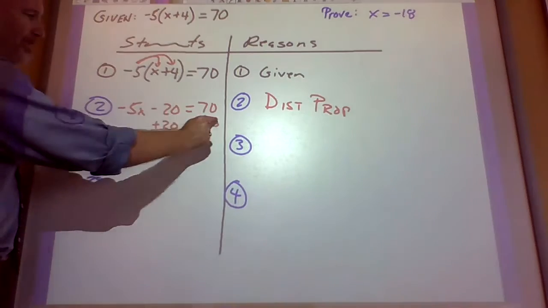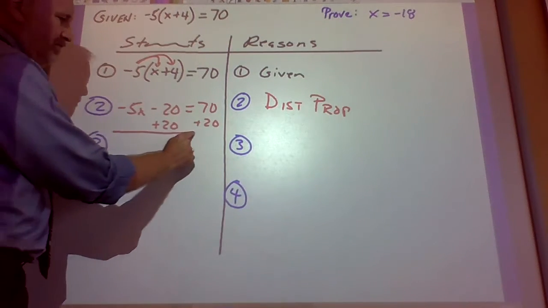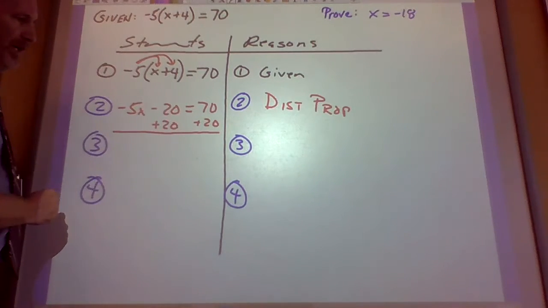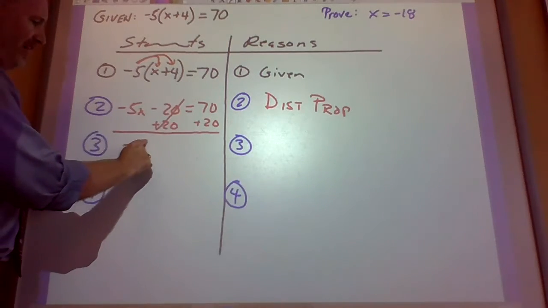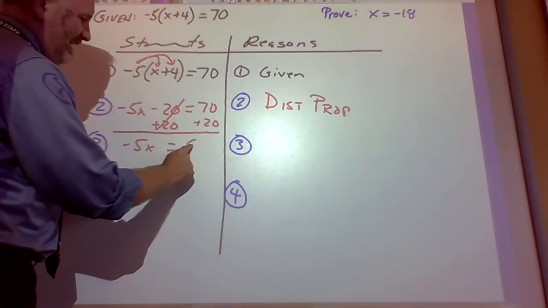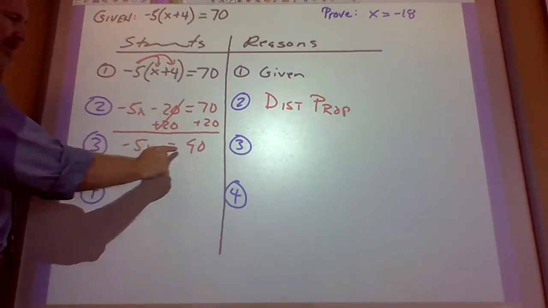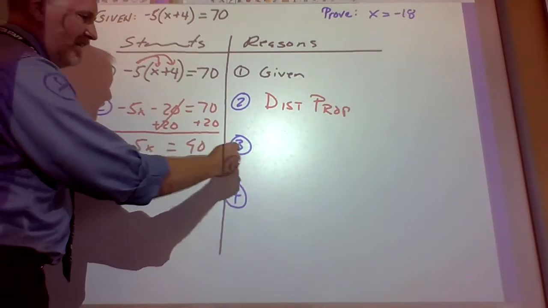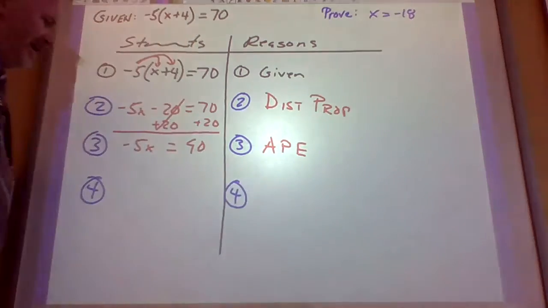Now this is scrap work, so it literally goes in between statement 2 and 3. It's scrap work, so don't put a 3 here. The 3 will be the result of adding 20 to both sides. And the result of that, that cancels out, so I'd have negative 5x equals 90. So the result of adding 20 to both sides goes on line 3, and I think everybody knows, since I added 20 to both sides, I just used the addition property of equality again, APE.